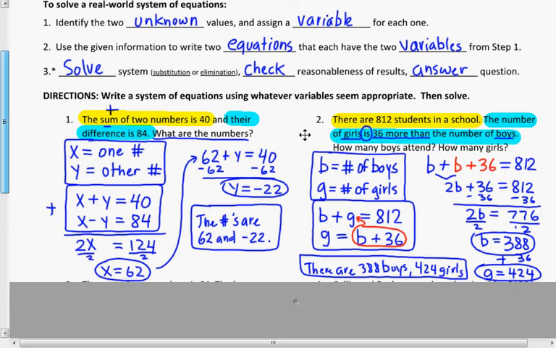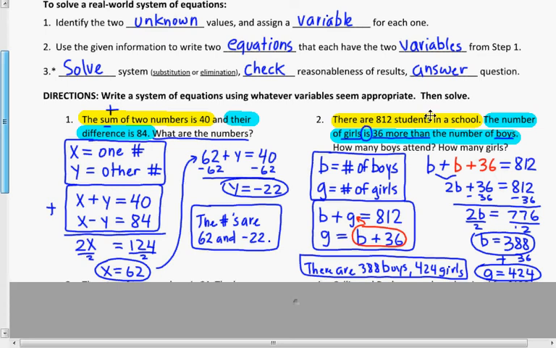Okay, in the second story, it says there are 812 students in a school. The number of girls is 36 more than the number of boys. How many boys attend? How many girls attend? So the unknown things in this case are how many boys, how many girls. You could use X and Y, but I used B and G because that makes more sense. B for the number of boys, G for the number of girls.